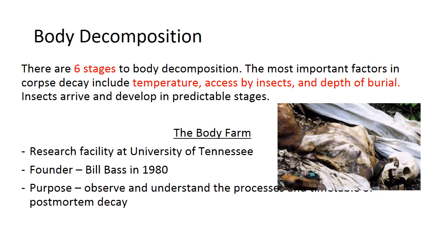When we talk about a body's decomposition, there's 6 different stages to that. And like everything, it's going to vary from person to person and situation to situation. But the most important factors are going to be the temperature of the environment, if there's accessibility by insects, so a body in the woods is going to be broken down differently than a body in Antarctica, and depth of burial. Insects are going to arrive and develop in predictable stages. We'll talk about that on Wednesday.